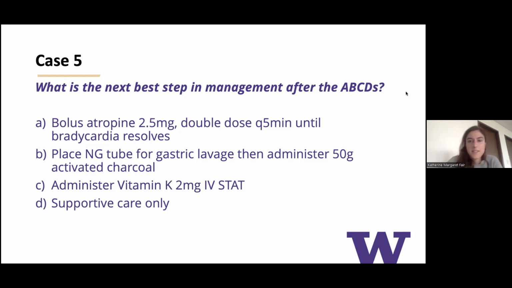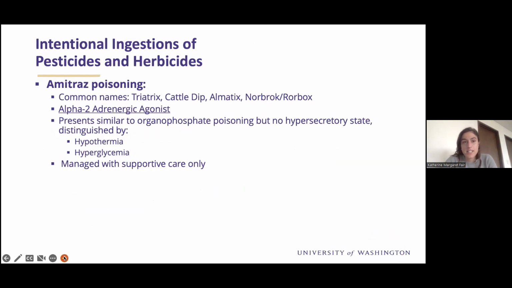All right, so about an even split between NG tube, supportive care, and atropine. I think we're phoning poison control for this one. And they're going to tell us that it's supportive care only. So amitraz is an alpha-2 adrenergic agonist. I wouldn't expect you guys to know that unless you worked in our setting.